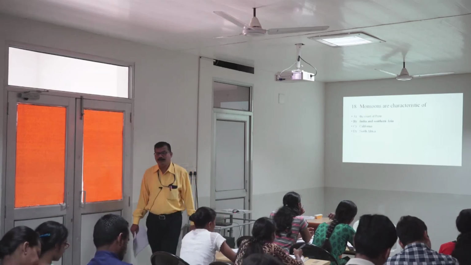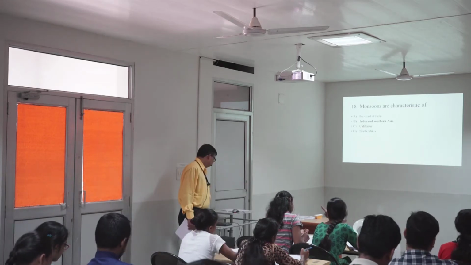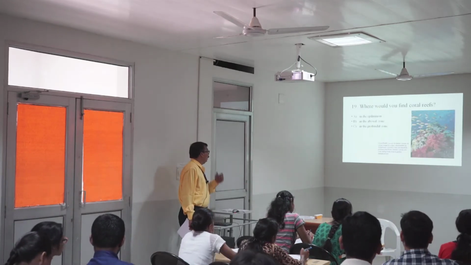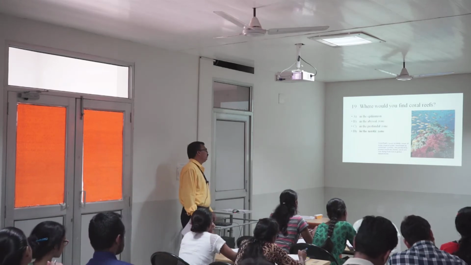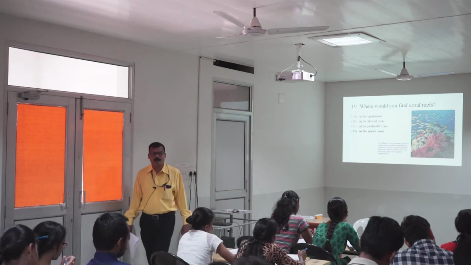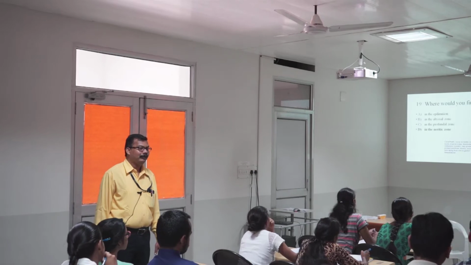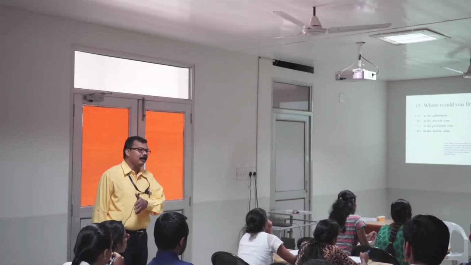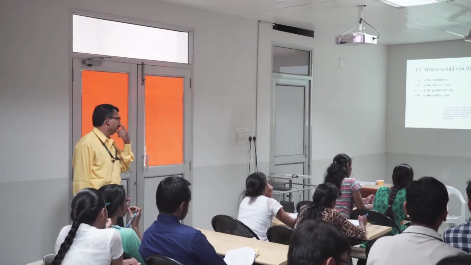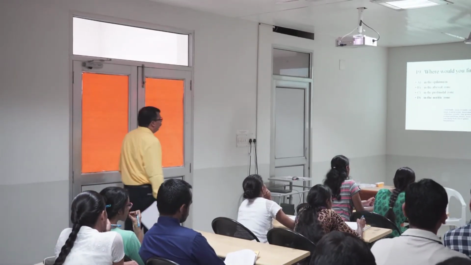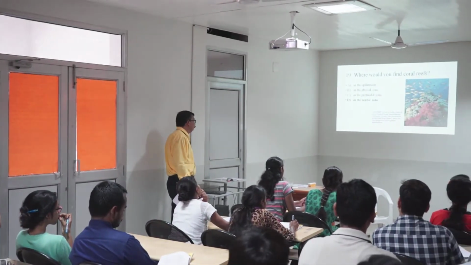Monsoon, that is the characteristic of India and South Asia. Where would you find coral reefs? Neritic zone. That is why I asked you to look at the previous slide. What is the neritic zone? Near to the intertidal zone. So there you can see the coral reefs, and this is a diagrammatic presentation of one example of coral reefs where the corals are available.